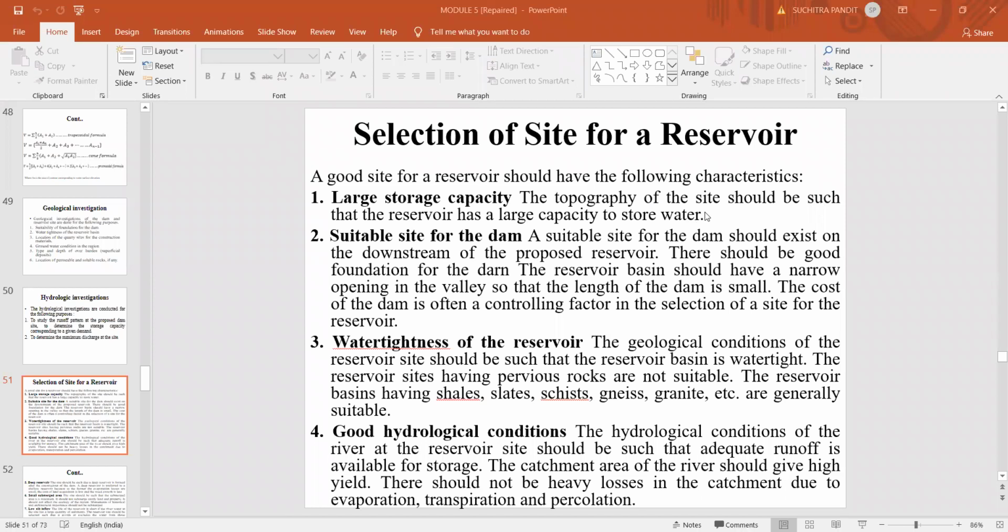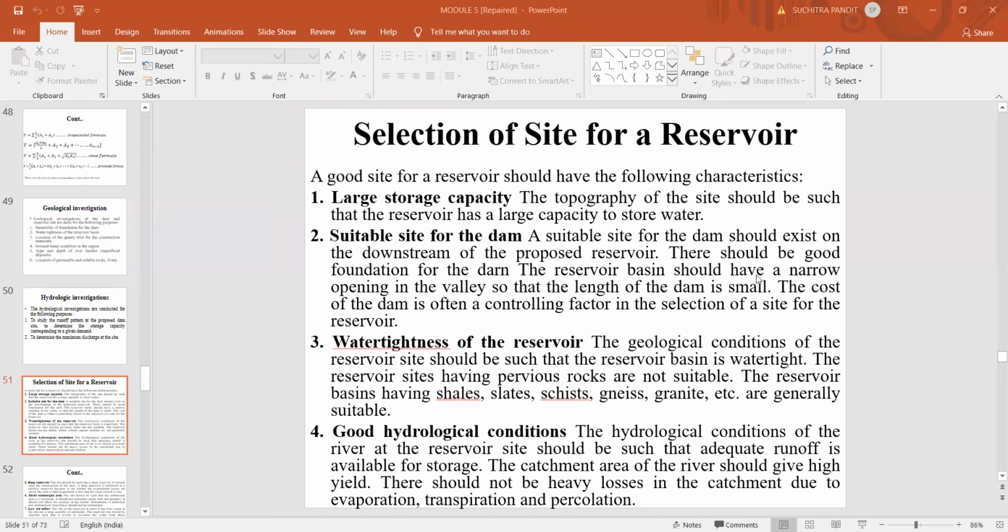The best site is the valley site, because you have two hillocks on the two sides, so that the cost of economical length of the dam also gets reduced. So the topography of the site should be such that the reservoir has a large capacity to store water. And a suitable site for the dam. A suitable site for the dam should exist on the downstream of the proposed reservoir. So there should be a good foundation for the dam.